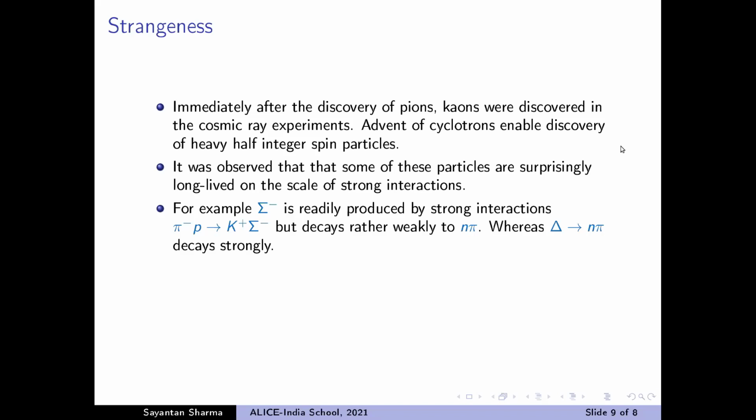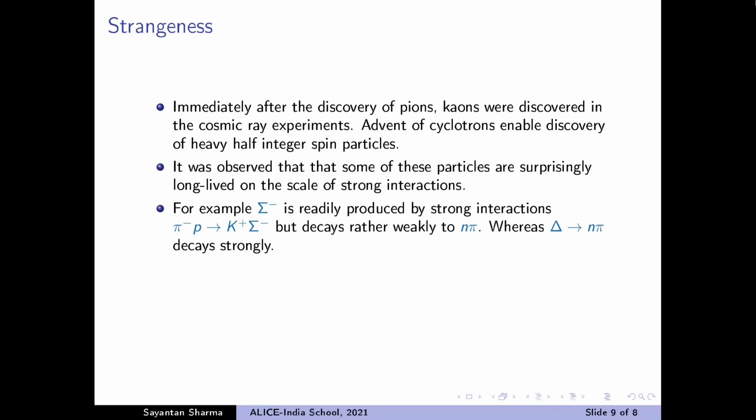Whereas there were some other baryons which were found. These heavy particles with half-integer spin were called baryons. This delta goes to neutron and pion, and this happens on a much quicker time scale compared to the decay of sigma minus to neutron and pion. So that tells us that this delta and the sigma minus have something which is not in common. It also tells you that if you look at the production mechanism of the sigma minus, it comes with a K plus.